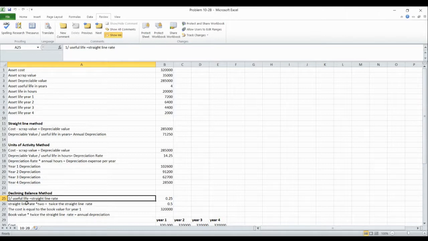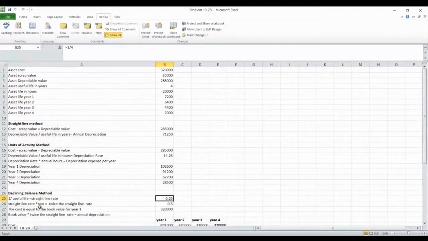The useful life in years would be divided into 1, and that will give you the straight line rate. So in other words, 1 divided by 4 years in the life will give you a straight line rate of 25%. The straight line rate in the declining balance method is multiplied by 2 to get what we call twice the straight line rate. So in other words, we took the straight line rate of 25 and multiplied it by 2 to get twice the straight line rate, which is 50%.